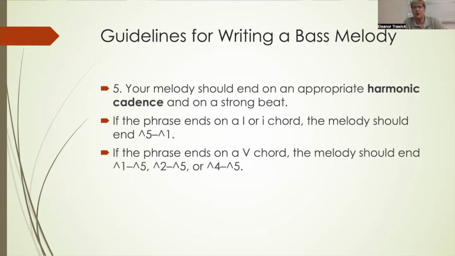Your melody should end on an appropriate harmonic cadence and on a strong beat. Now, if the last chord of your phrase is a tonic chord, the bass melody should go from 5 to 1. Again, it should end sol, do. If the phrase ends on a 5 chord, the bass melody should end do sol, re sol, or fa sol. So you can approach the final scale degree 5 either from scale degree 1 or from scale degree 2 or from scale degree 4.